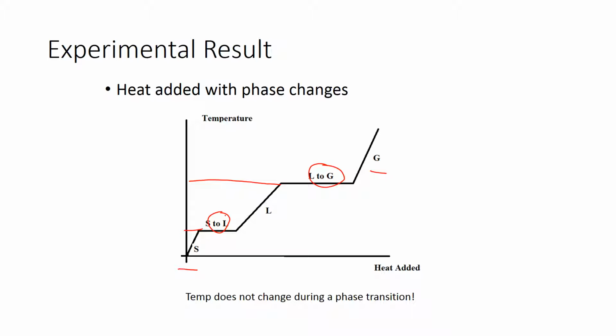Now, we have talked about in previous chapters that kinetic energy is proportional to temperature. If the temperature is not increasing, the energy that we are adding as heat must be going into something else. And of course, the only other thing there is potential energy, and we find that that is what is happening. So as the temperature is increasing in the solid, in the liquid, in the gas, we are increasing kinetic energy. As we go through phase changes, we are changing the potential energy.